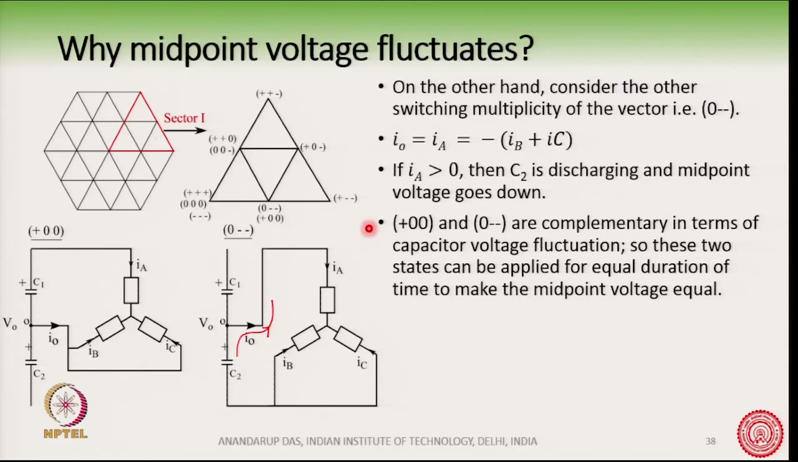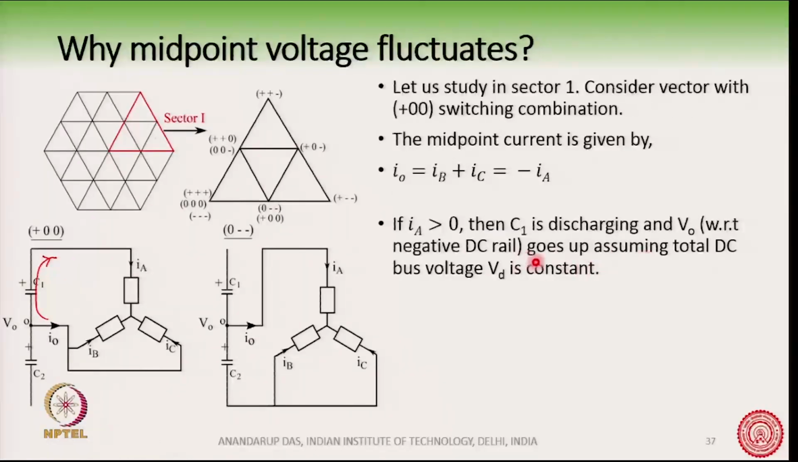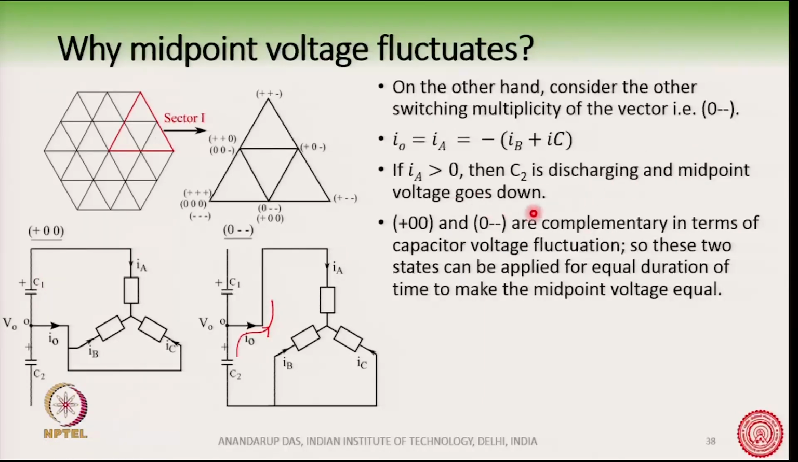So, we see that for the same value of I a, these plus 0 0 and 0 minus minus, that is these two switching multiplicities of the small vector, are producing a complementary effect on the midpoint voltage or on the capacitor voltage. In one case the midpoint voltage goes up, and in the other case the midpoint voltage is going down.